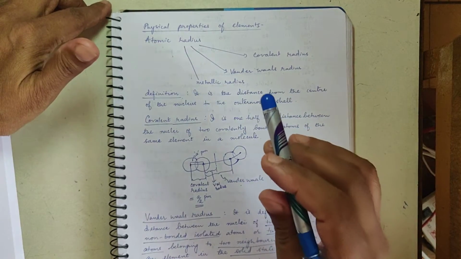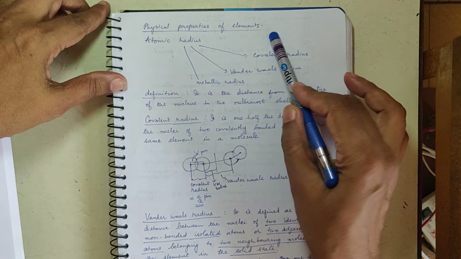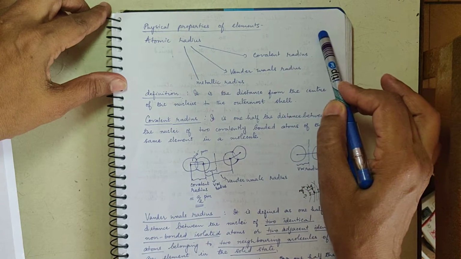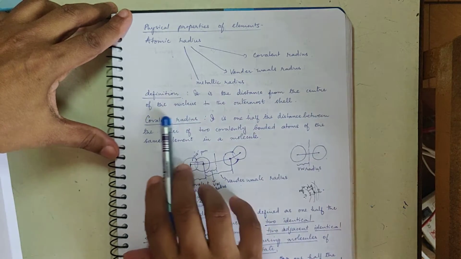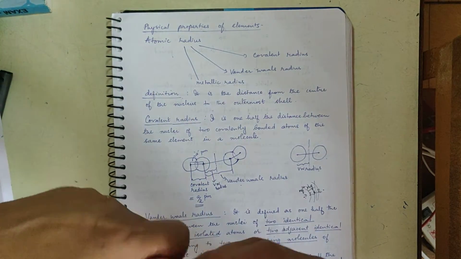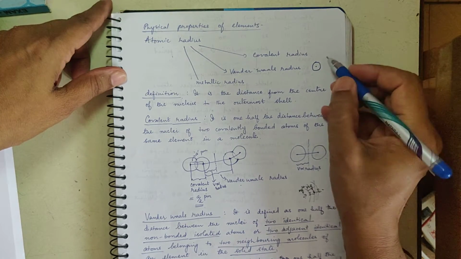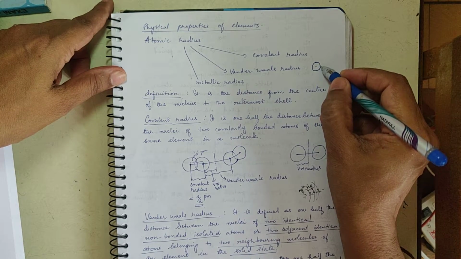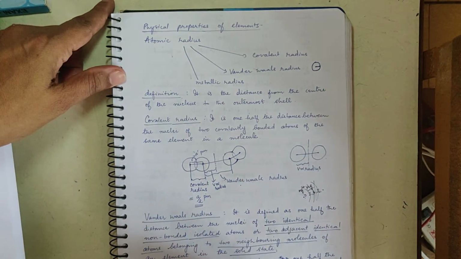Now, what is atomic radius? It is nothing but the distance from the nucleus to the outermost shell. That is called atomic radius. It is the distance from the center of the nucleus to the outermost shell. For example, this is the center of the nucleus and this is the electron which is present. So this distance is called atomic radius.